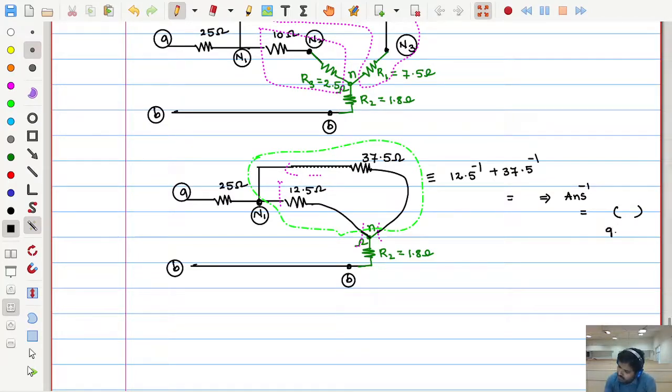9.375, sir. 9.375. Okay, just to verify my cross check, what is this entire procedure what I did here? It looks like it may be some big thing, but it is very small. And this kind of analysis is very much helpful for the competitive exams when more than two elements are there.